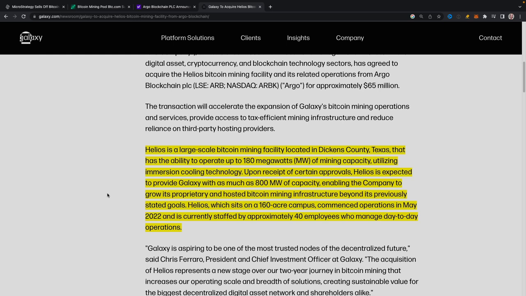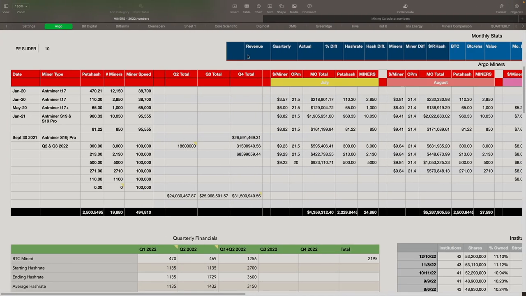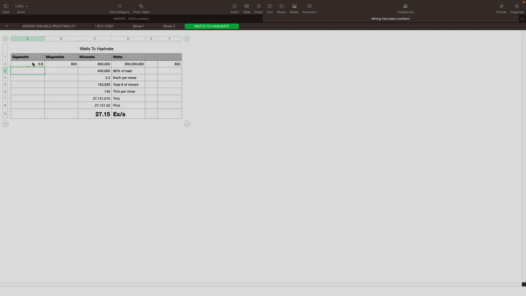So it's a fairly new facility and is currently staffed by approximately 40 employees who manage day-to-day operations. That's a lot, but it's also a pretty big facility. Okay, now if we look at where they are now, right now they could get up to 180 megawatts. So if we look at the spreadsheet here, 180 megawatts, that's 0.16, or 0.18, sorry. 180 megawatts with the miners being, let me zoom this in for you guys, it's kind of small.